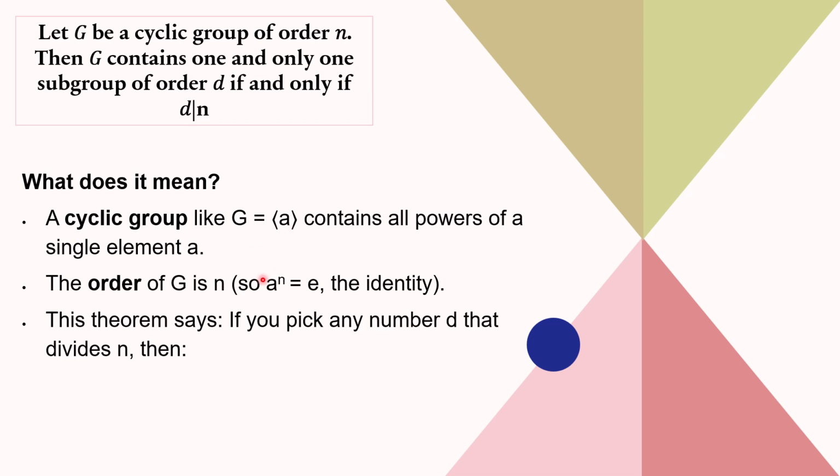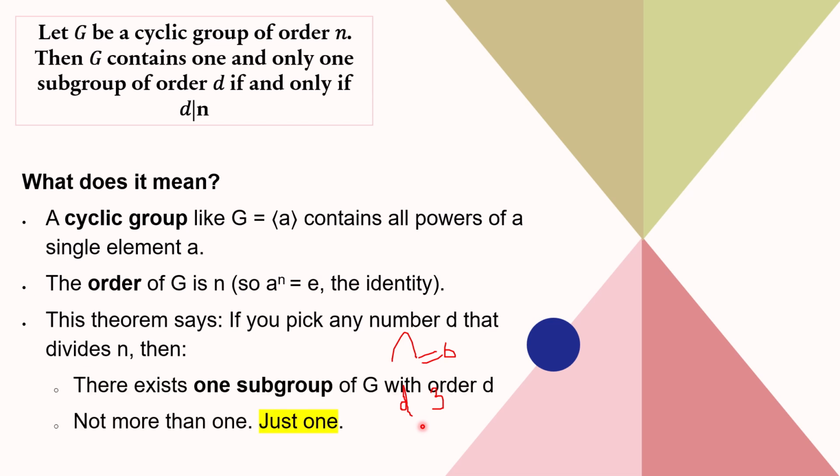Now we are going to take any number d. Let's suppose n is 6, which is the order of the group. Therefore, there are 6 elements. We take a number d which is equal to 3. So according to the theorem, if you pick any number d that divides n, does d divide n here? n divided by d is 6 by 3, which is equal to 2. Therefore, d divides n. Then what happens? There exists one subgroup of G with order d. So there will be a subgroup of G which will have this order, 3. Not more than 1, just 1. Just 1 is the most important thing here. There is only one subgroup that will have this order, not more than 1.